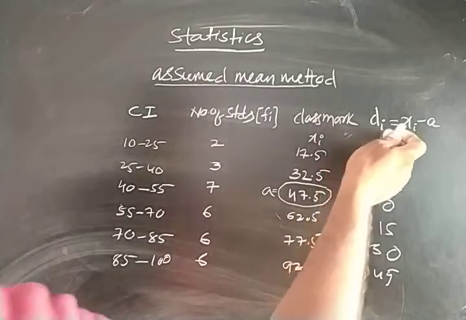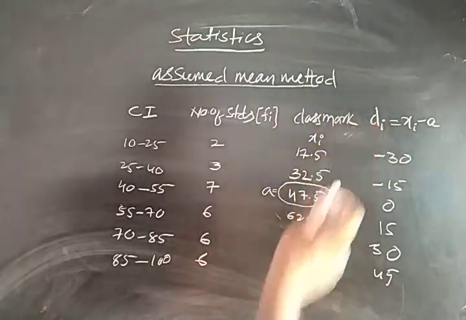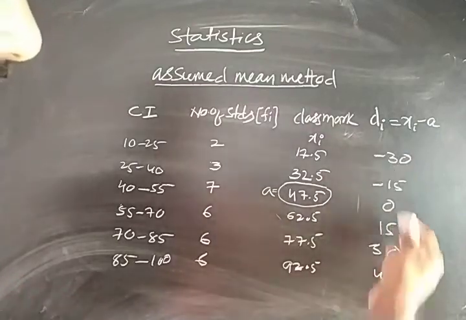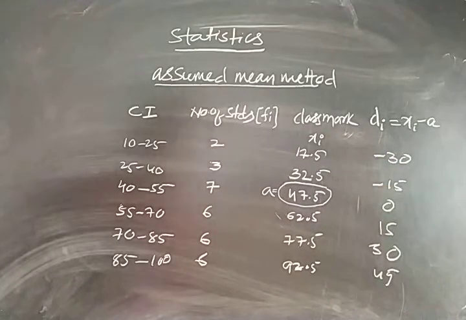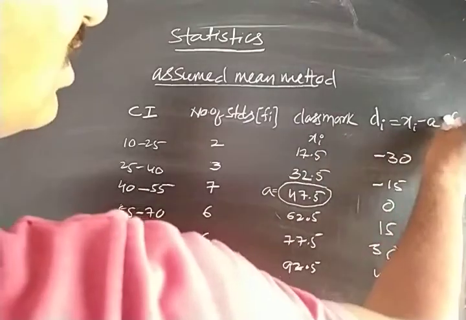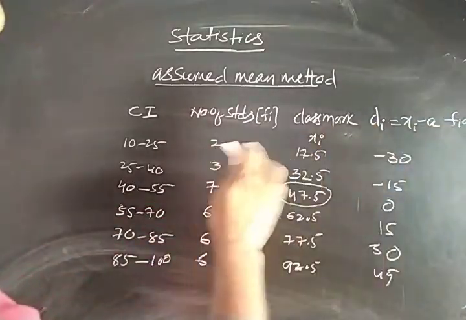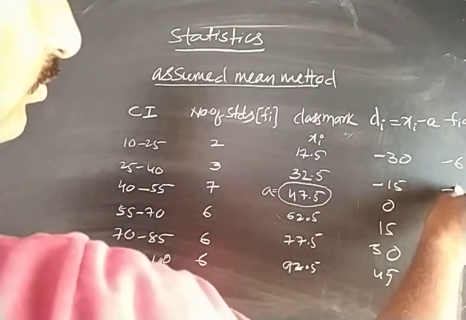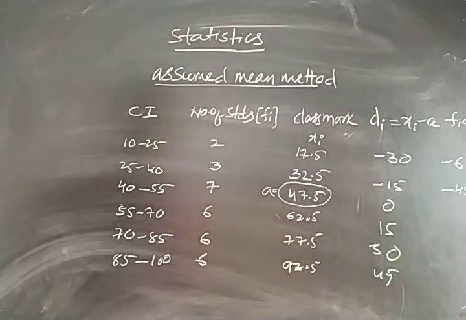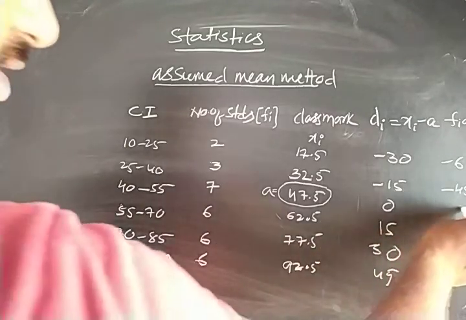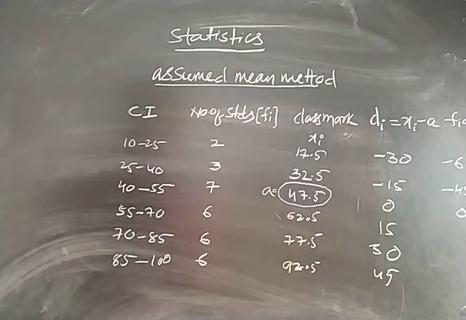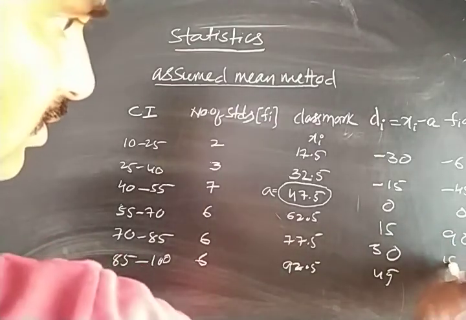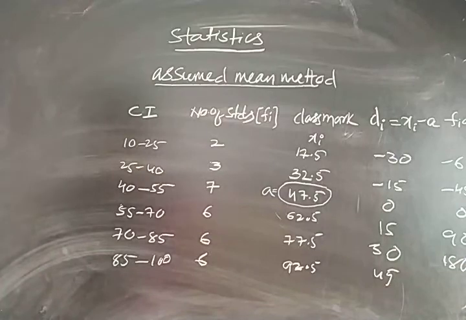Next, after getting Di, we have to find the product of Fi into Di. The Xi values are reduced, no? Those reduced values are called deviations. Now we have to find the last column, Fi into Di. 2 into minus 30 is minus 60, 3 into minus 15 is minus 45, 7 into 0 is 0, 6 into 15 is 90, then 180, then 270.